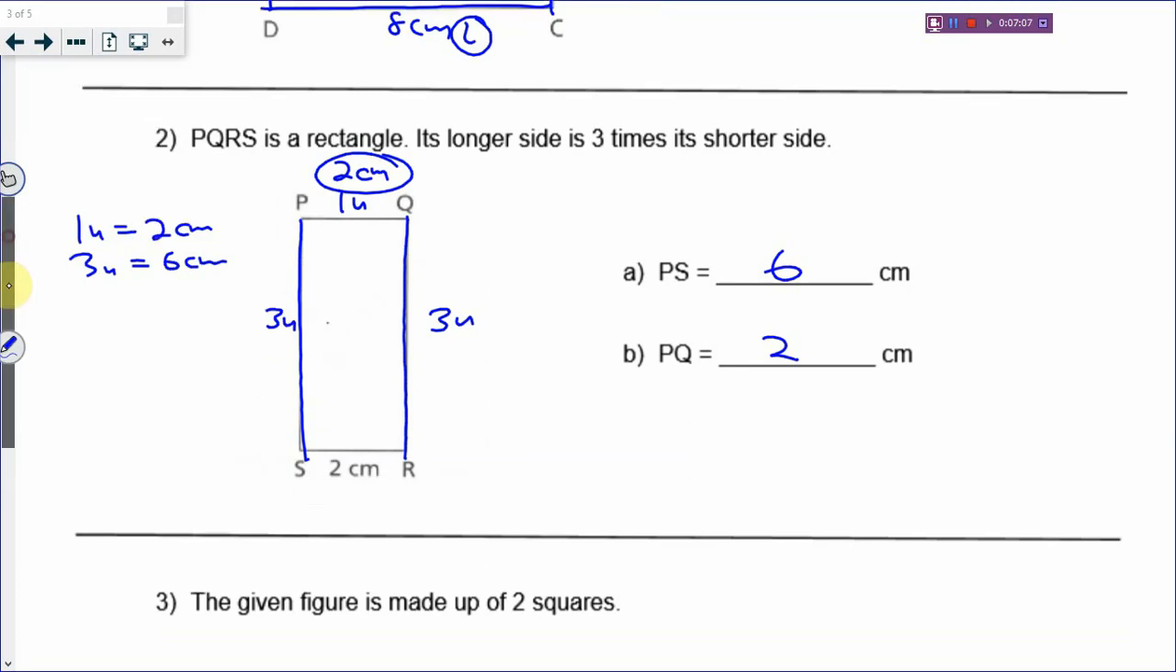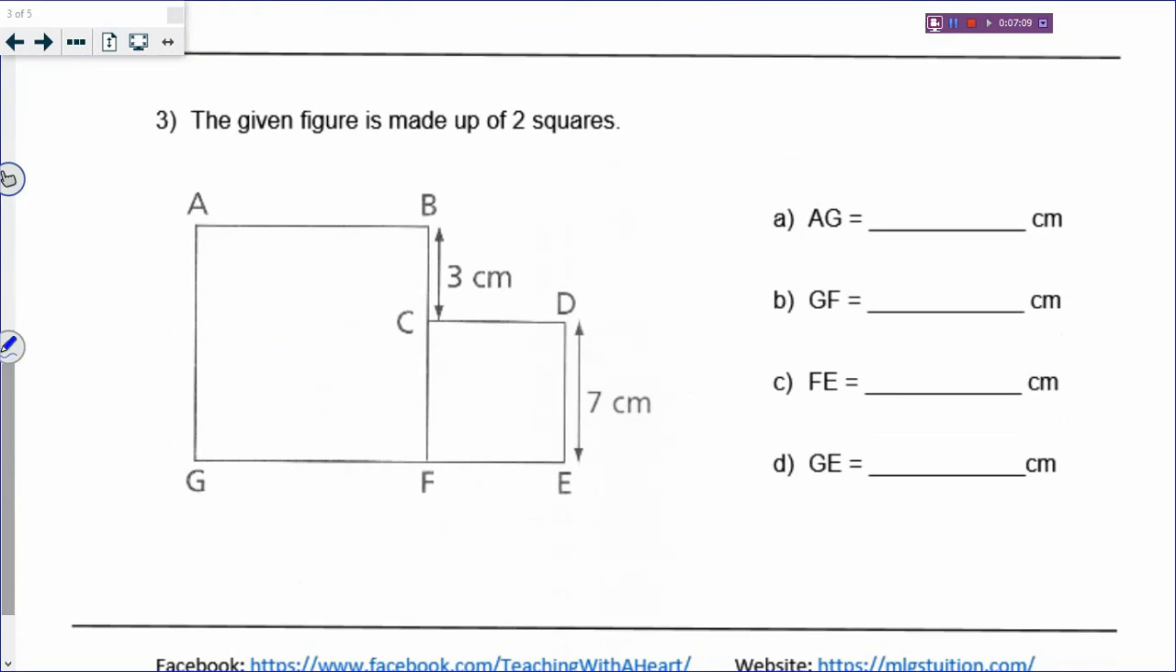Okay, now the figure is made of 2 identical squares. So can you find the unknown side? Alright, so let's look at AG. AG is over here, right? Now, how long is that? Well, you look at the opposite side, which is over here, right? So what number is that?